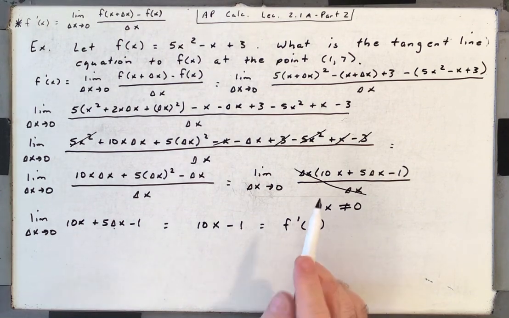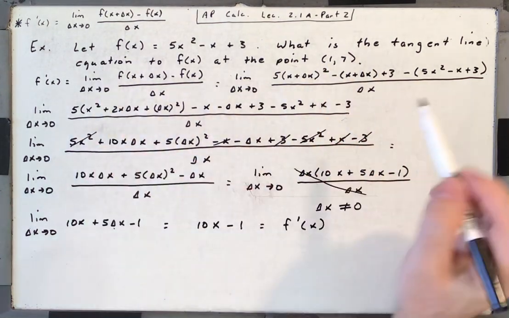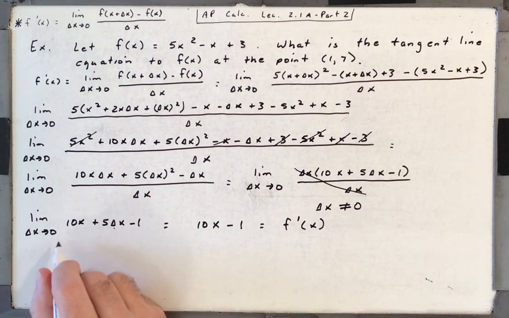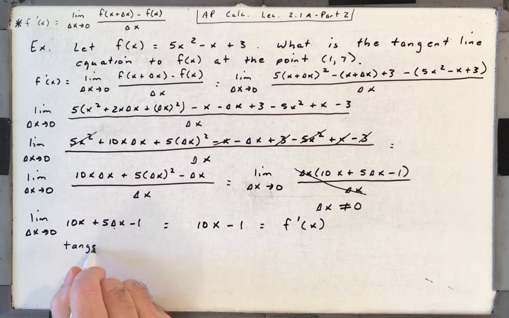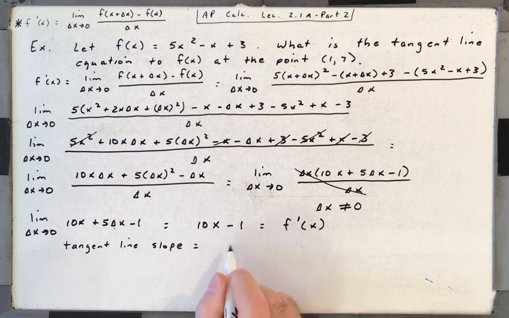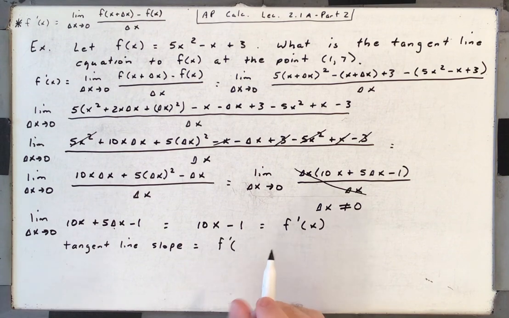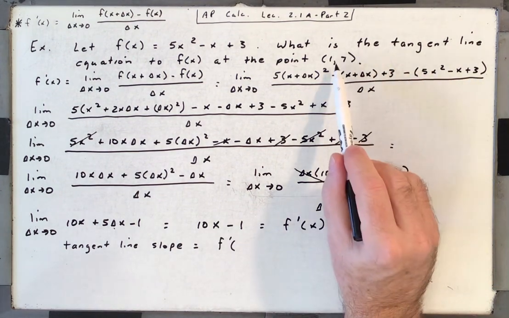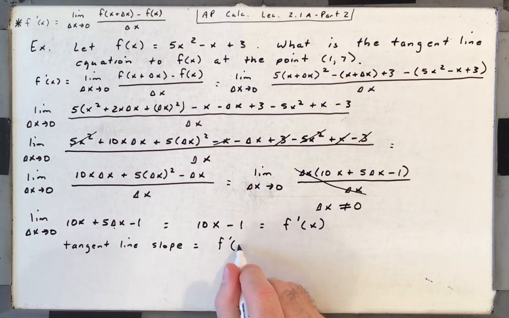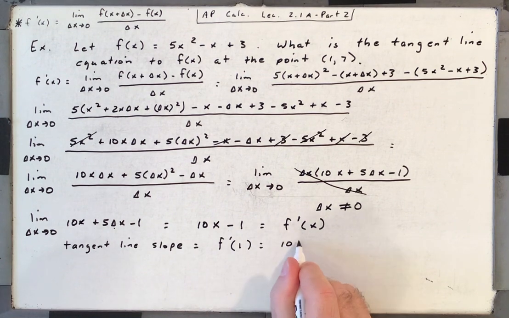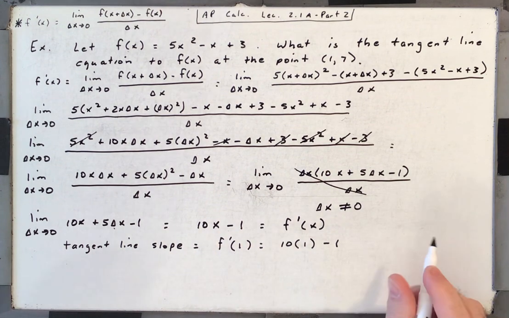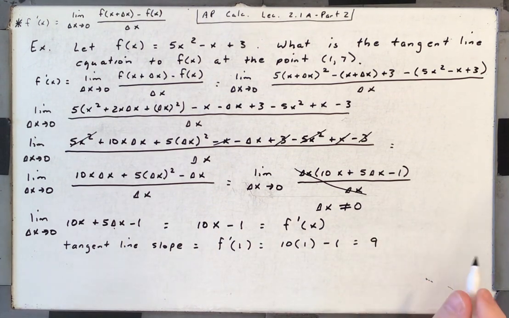Now, in order to get the equation of the tangent line, because we're not just getting the slope, we have to get the slope, and then we have a point. So our tangent line slope is equal to f prime of what? Okay, we have our point here at 1, 7. You plug the x value in, which is 1. So f prime of 1, that's 10 times 1 minus 1. We're plugging 1 into this x right here. So that is going to be 9. We have a slope of 9.